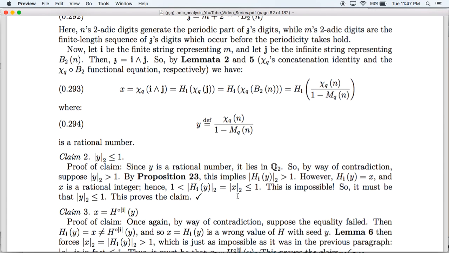Claim 1. Y is a q-adic integer. Since y is a rational number, it's a q-adic number. So by way of contradiction, suppose y has a q-adic absolute value greater than 1. But then that means h bold I of y is going to have q-adic absolute value greater than 1. However, h bold I of y is equal to x, and x is a rational integer. And since every rational integer is a q-adic integer, this means that x has q-adic absolute value less than or equal to 1, which contradicts the fact that this is greater than 1. That's impossible. So it must be that y is a q-adic integer.